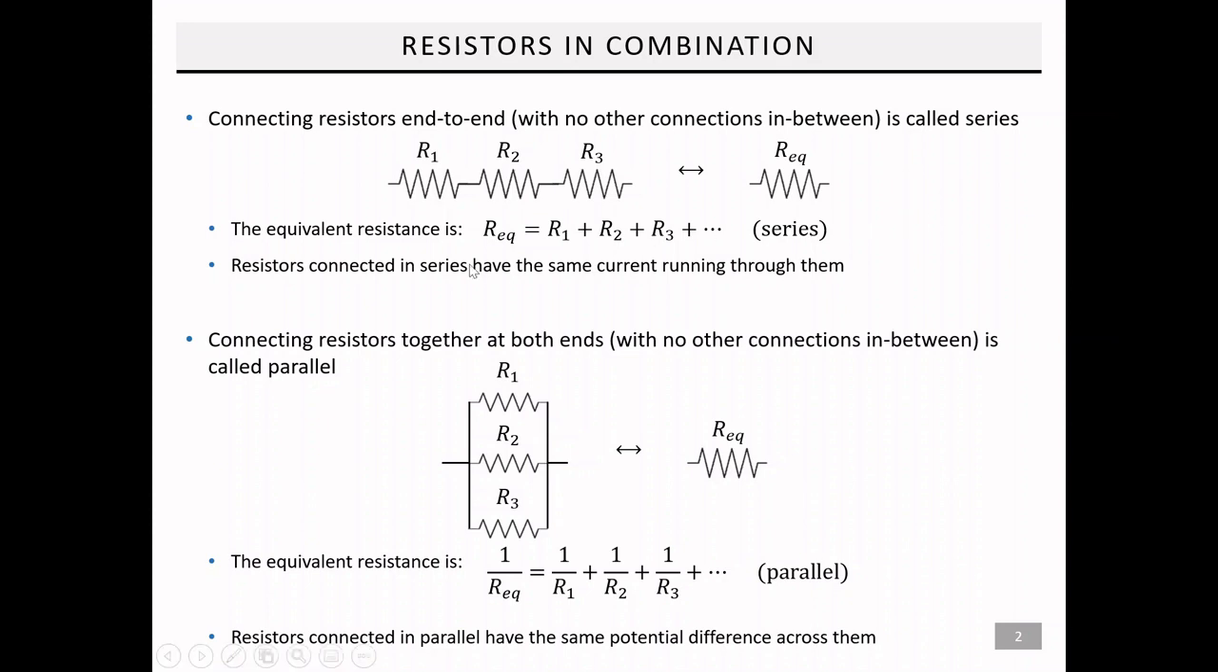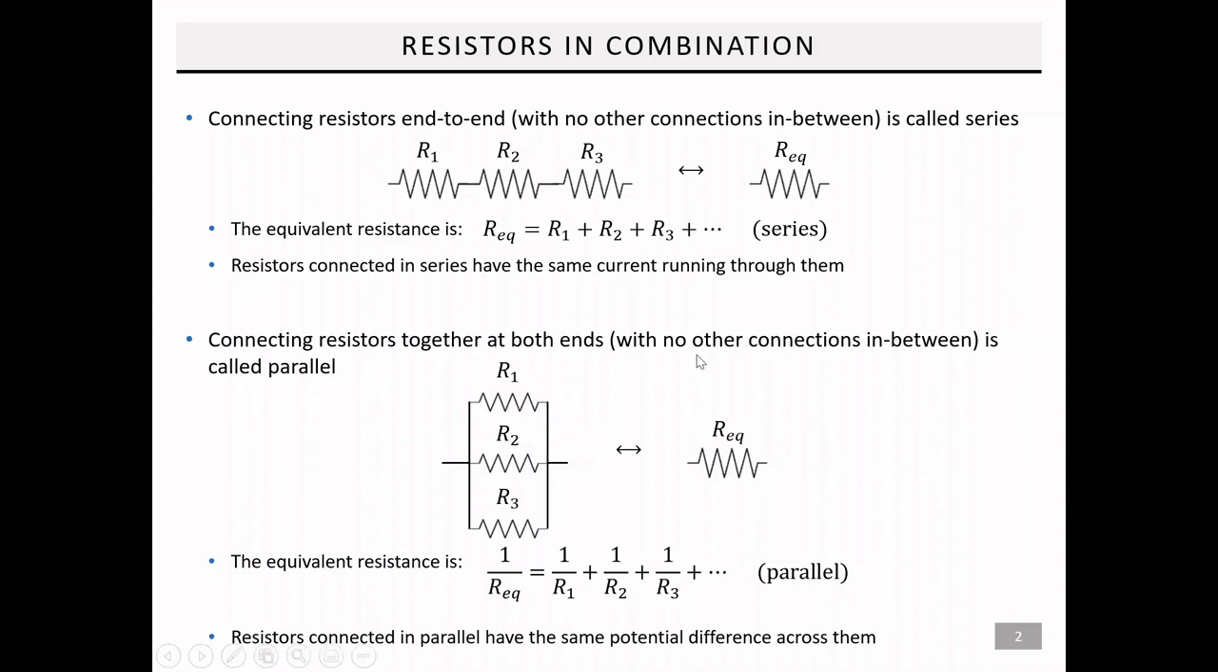And also note that when you have resistors connected in series, all of those resistors have the same current running through them. So this can sometimes help you to identify whether two resistors are connected in series with each other. When you connect the resistors by their ends, again with no other connections in between, we call this a parallel connection. This is also true with capacitors.